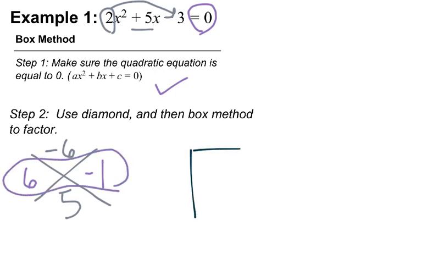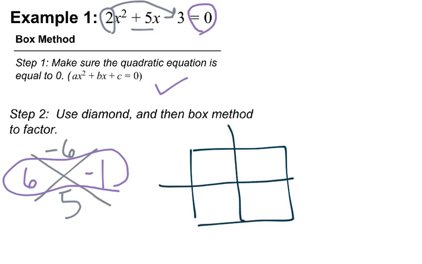Now we're going to go into the box method. So let's draw our box. We know that our ax squared goes top left, 2x squared. Our c value goes bottom right, -3. And then our two puzzle pieces fill in the other slots with an x next to them. So 6x and -1x. And now we want to look for what they all have in common.